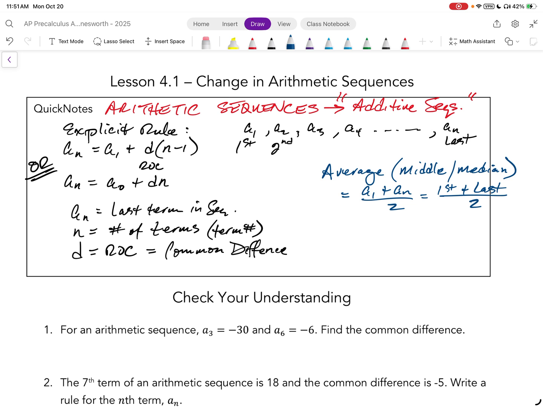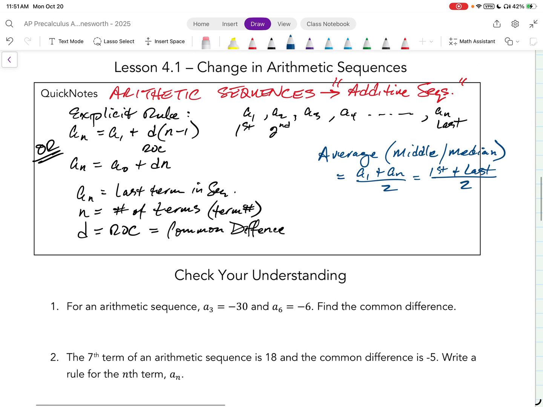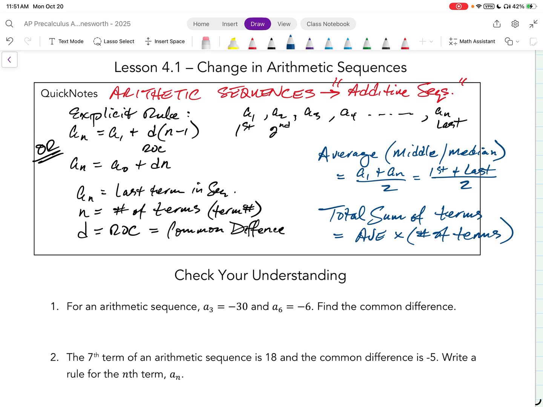And then to use the average to calculate the total sum of terms, you simply take your average and multiply it by the number of terms. If you want to write a formula, it'd be a sub 1 plus a sub n, divided by 2, times n. There we go. And then all you have to do is get good at it.